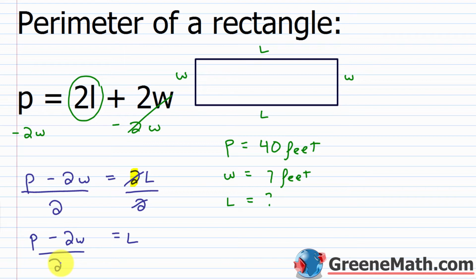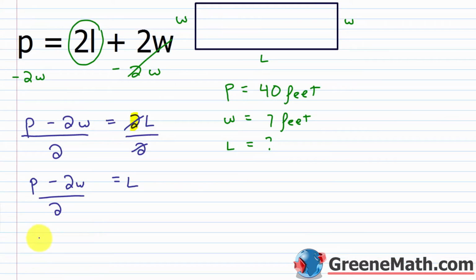Now, all I need to do once I've solved for length is just plug in. So I know the perimeter is 40 feet. So let me scroll down and get a little room going. So for P, I'm going to plug in a 40, and I'll deal with the units in a minute. Minus 2 times, for the width, I'm going to plug in a 7. And this is over 2, and this should give me my length.